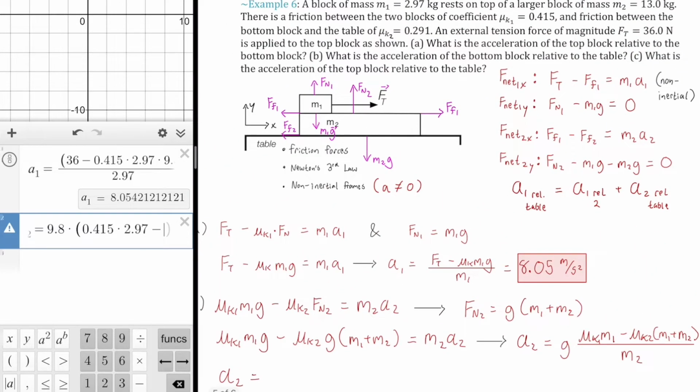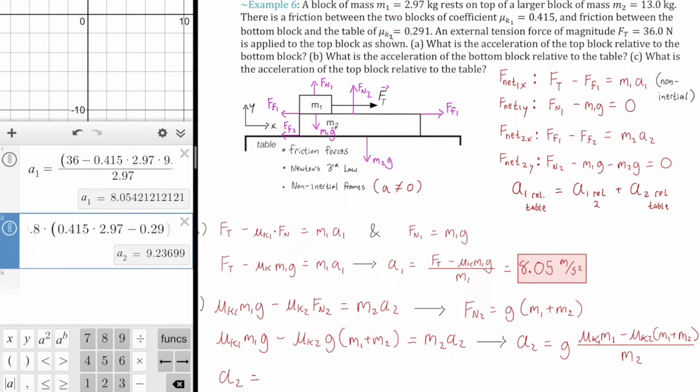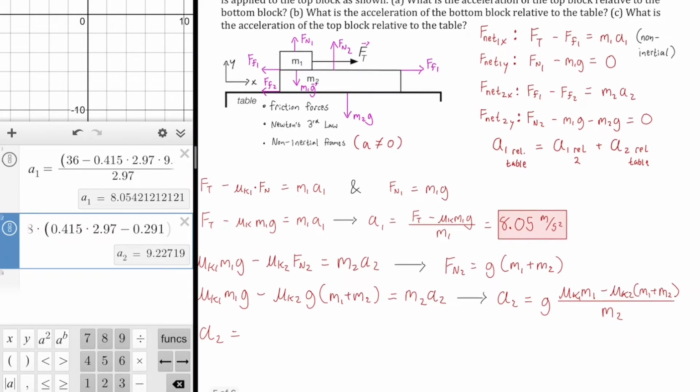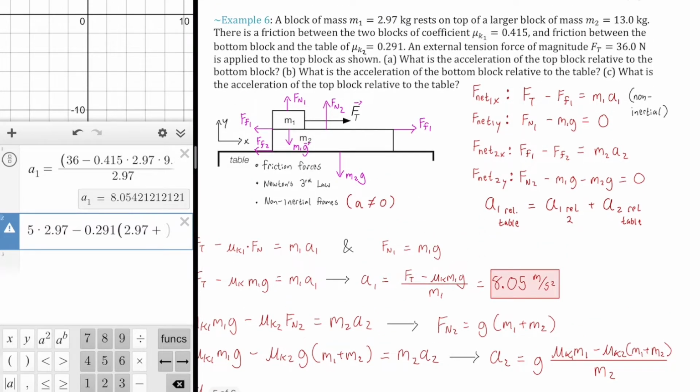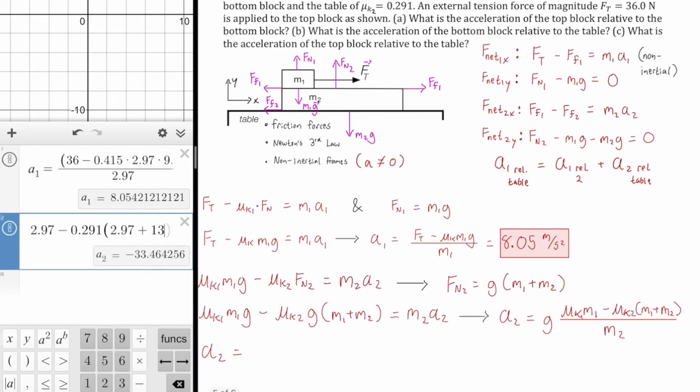and now it's the first time we used it, so I'll check. So mu k2 is 0.291, right? That's the friction coefficient between the block and the table. Friction coefficients are dimensionless. They are just the ratio of the normal force and the friction force. The larger they are, the more effective friction is, the stronger it is. And then our sum of masses, so 2.97 plus the value we haven't used, 13, the mass of the larger block. And then we're going to divide that all by just 13.